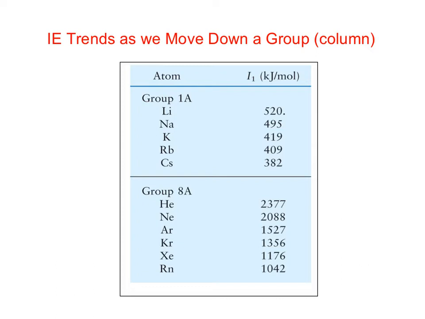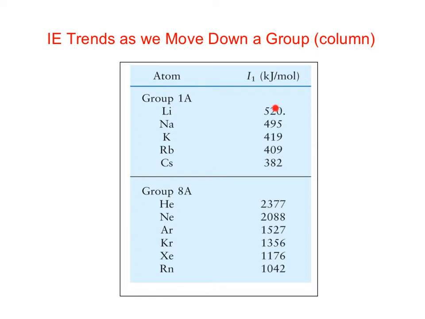And that's directly related to the atomic radius. We also know that as we go down the periodic table, the atoms get larger. And so the valence electrons are further away from the nucleus, and so it's easier for us to pull them off. It doesn't require as much energy to remove them because they're more distant from the nucleus.